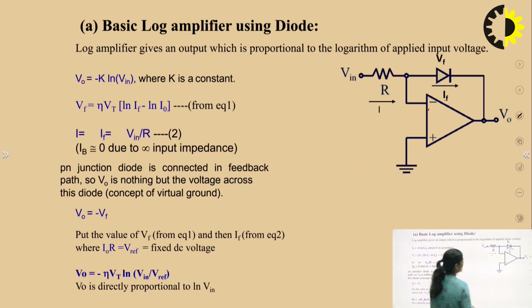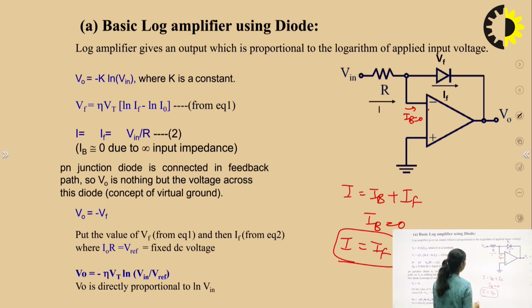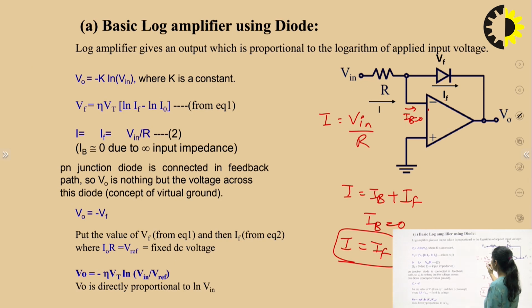So this is the circuit diagram of the log amplifier using diode, because the diode is connected in the feedback, and we have to find out the output voltage for this circuit. Now how can we find it? Here you can see IB is equal to 0 due to the virtual ground. So I is equal to IF. I is equal to IB plus IF, and IB is equal to 0 because of high input impedance. So I is equal to IF. If you calculate I here, I is equal to Vin upon R, and I is equal to IF.